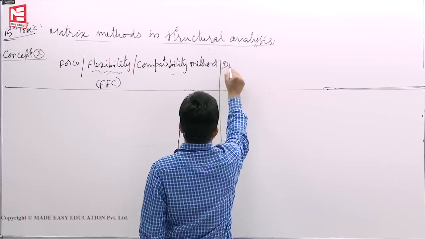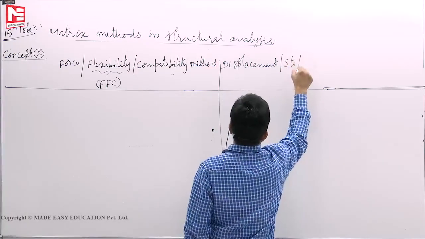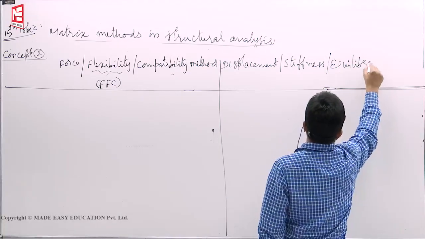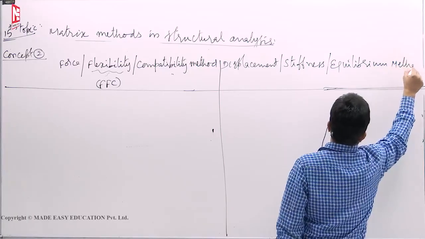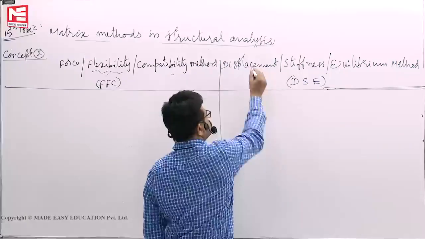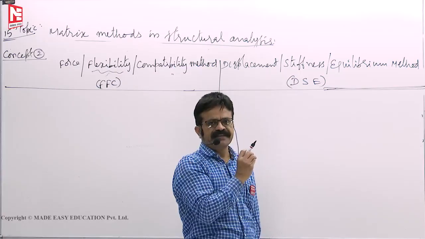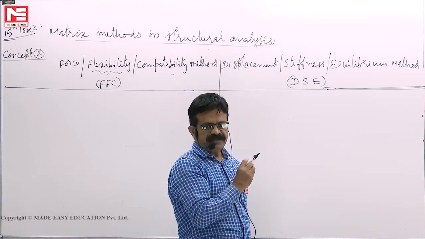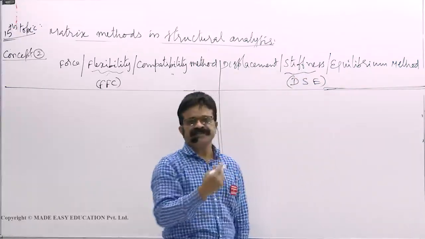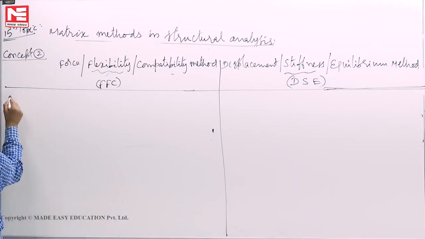Then displacement, stiffness, or equilibrium method. All mean the same. We call it as displacement, stiffness, equilibrium. Again, displacement, general term. If you say simply displacement method, it is a method where displacements are unknowns. If at all the structure is linear elastic, then that method becomes a stiffness method of analysis. That's all. Okay. Let us see the characteristics.